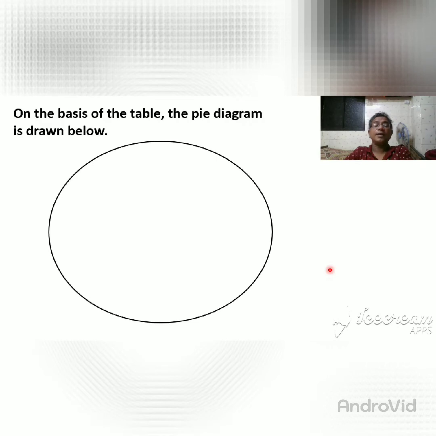So see, here first we draw a circle in such a way. You can take a radius of 3 centimeter, 2 centimeter, whatever you want. In such a way you can take a radius and draw a circle. Then we draw one radius, and with the help of this radius we can take angles.